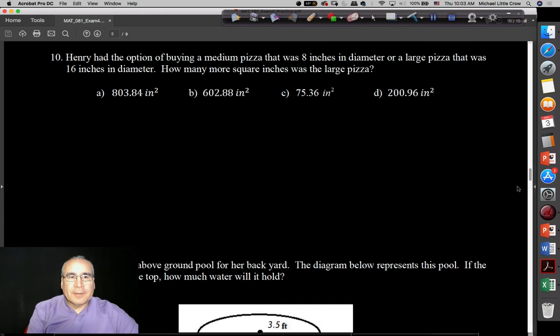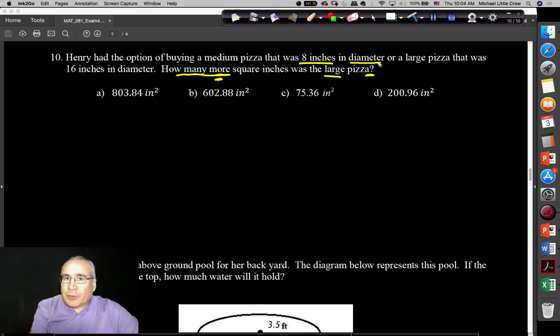There it is. So now we look at the question. Oh, it looks like we're dealing with pizza. Nice, large pizza. How many more, this is an important word, more square inches was the large pizza? So let's look at our question. Henry had the option of buying a medium pizza that was 8 inches, so that's important there. It's in diameter as well, not radius, diameter. Or a large pizza that was 16 inches in diameter.